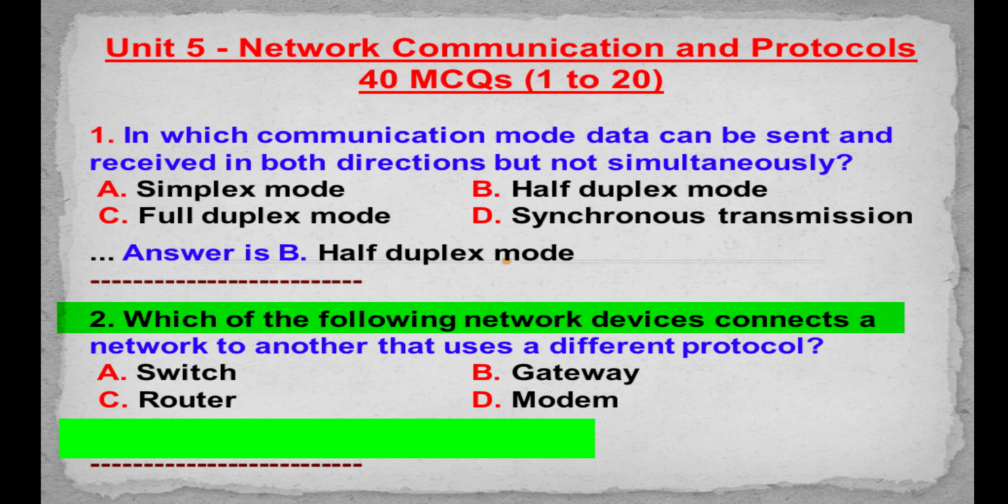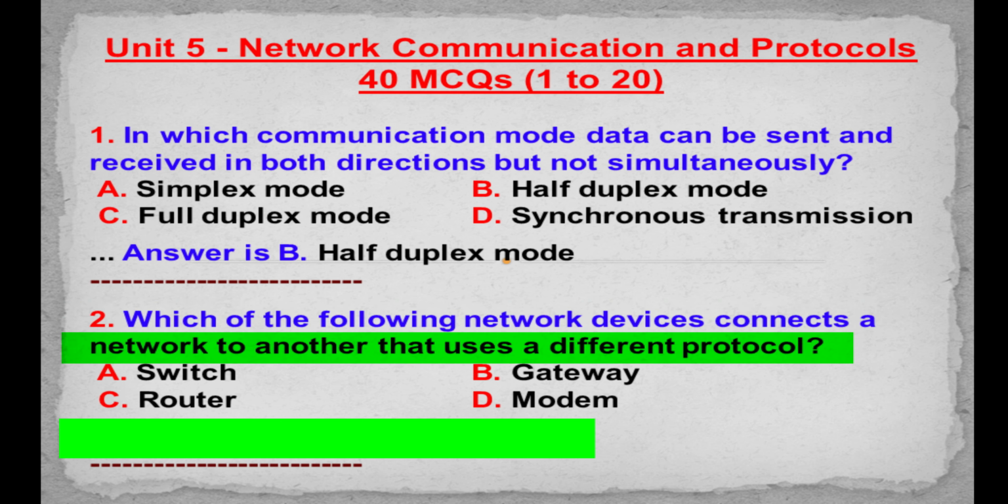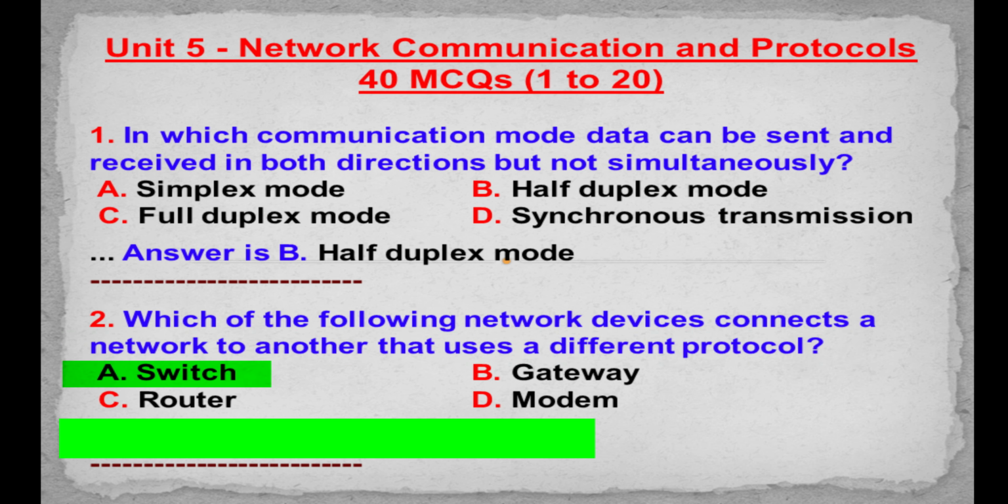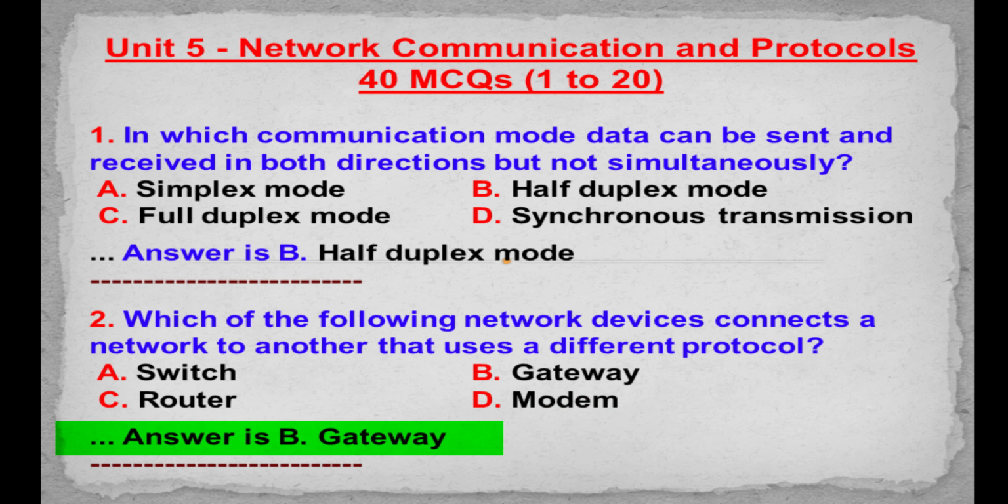MCQs number 2. Which of the following network devices connects a network to another that uses a different protocol? Option A, switch. Option B, gateway. Option C, router. Option D, modem. Correct answer is option B, gateway.